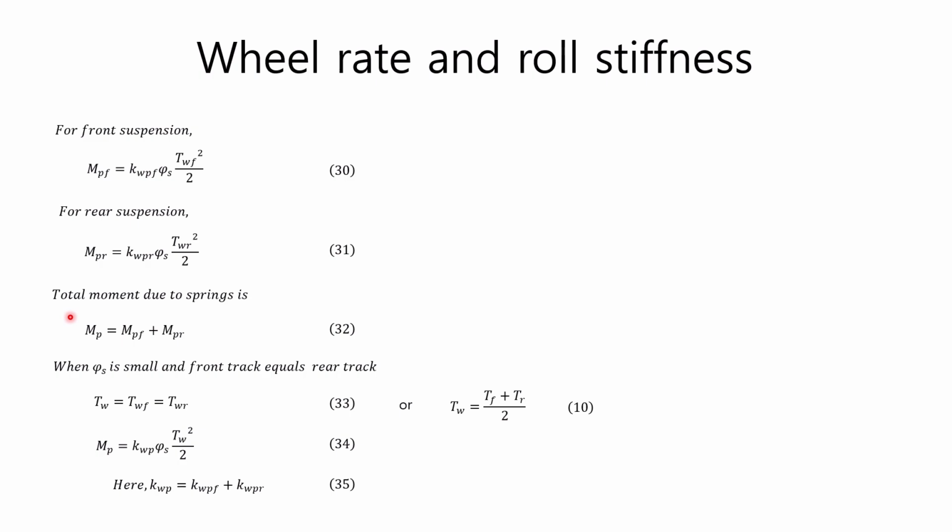Therefore, the reaction moment due to the spring acting on the entire vehicle can be expressed by adding these two, as equation 32. If phi s is small, and the track width of the entire vehicle is the same for the front and rear wheels, as shown in equation 33, the moment Mp acting on the entire vehicle due to the spring can be expressed as equation 34. If the front and rear tracks are different, their average value, as shown in equation 10, is used as an approximation. In equation 34, Kwp is the sum of the front wheel rate and the rear wheel rate, as shown in equation 35.